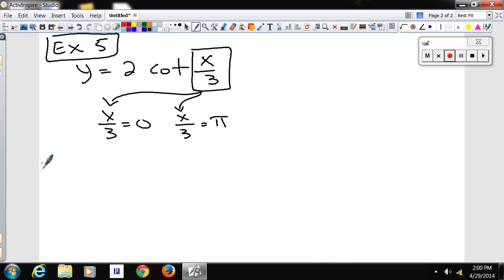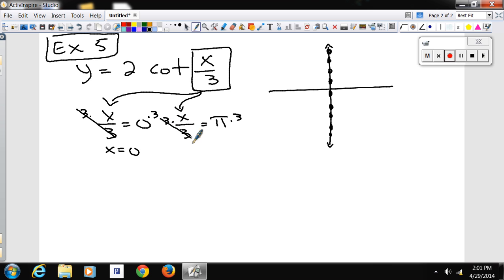Now, this first one's pretty easy to solve. You just multiply by 3, and what's 0 times 3? 0. So you're still going to have a dotted line at 0. So if I did draw my graph, I'm still going to make a dotted line on the y-axis, because 0 is still an asymptote. So that is going to be one of my dotted lines, at 0. What do I get if I solve the second equation, though? I need to do what on both sides here? Multiply by 3 on both sides. So that cancels out. You get x equals 3 times pi, which is 3 pi. That's going to be where your other dotted line is.